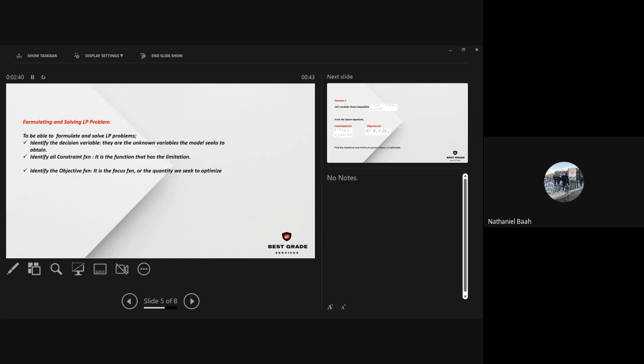Let's make progress here. Now let's look at how to formulate and solve linear programming problems. For you to be able to formulate and solve linear programming problems, one, you should be able to identify the decision variables. Now, what are the decision variables? These are the unknown variables the model seeks to obtain.